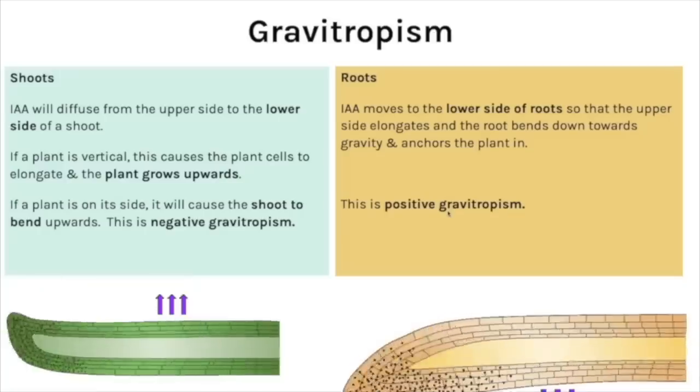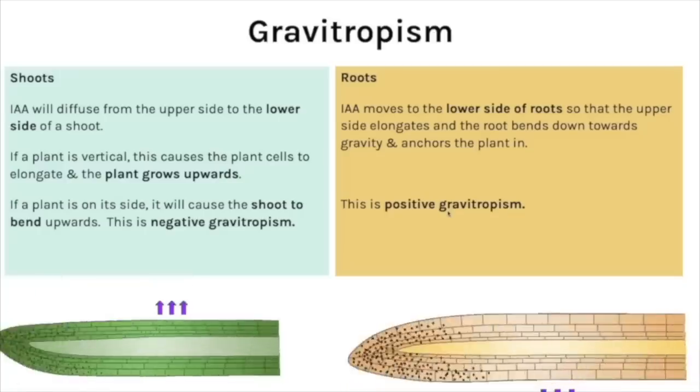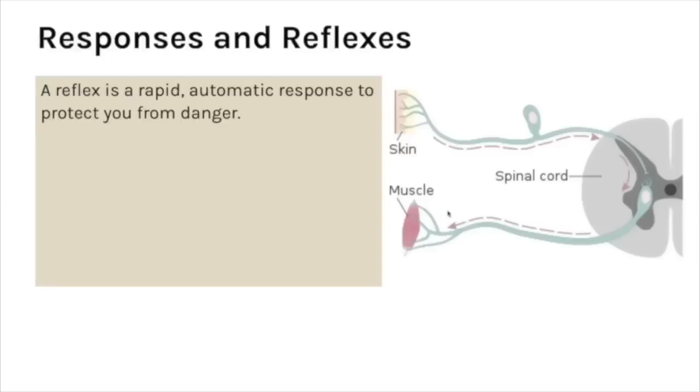And that would be a positive gravitropism. And that increases survival because again it helps to anchor in the plant. Now a reflex is an example of a rapid automatic response to protect animals from danger.